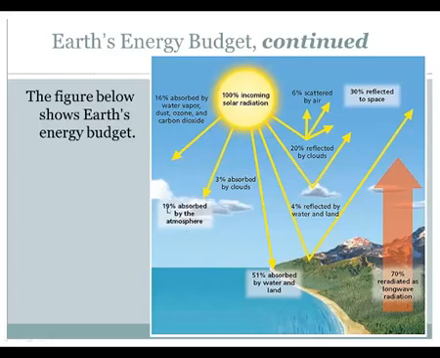51 plus 19 equals what? 70. Where on here do we see 70? 70% is re-radiated as long-wave radiation.